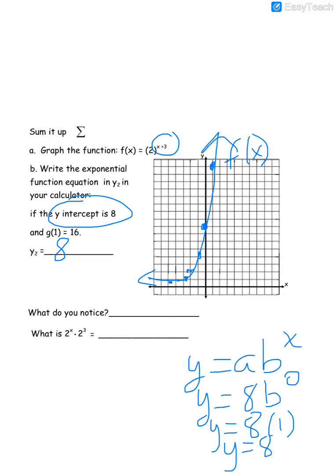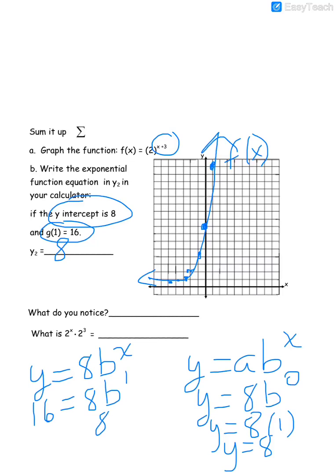So now I'm going to try and figure out what my b is going to be. It says g of 1 equals 16. So now I have y equals 8b to the x, and I'm going to plug in 16 for y and x is 1. So 16 equals 8b to the 1, or 8b. I'm going to divide by 8, and I'm going to get 2 equals b.